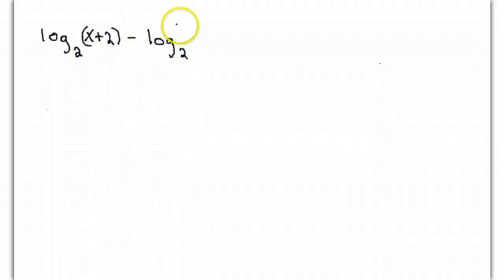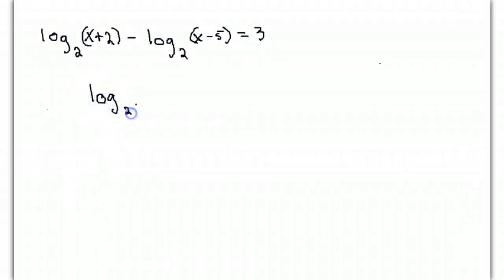So this last one, you've got log base 2 of x plus 2, minus log base 2 of x minus 5. Usually if you've got more than one log, they're all going to have the same base, because if they have different bases, you couldn't put it together. Equals 3. This is the last problem we're solving. So what does minus mean? What are you dividing? So you're going to have log base 2 of x plus 2 divided by x minus 5, and that's equal to 3.